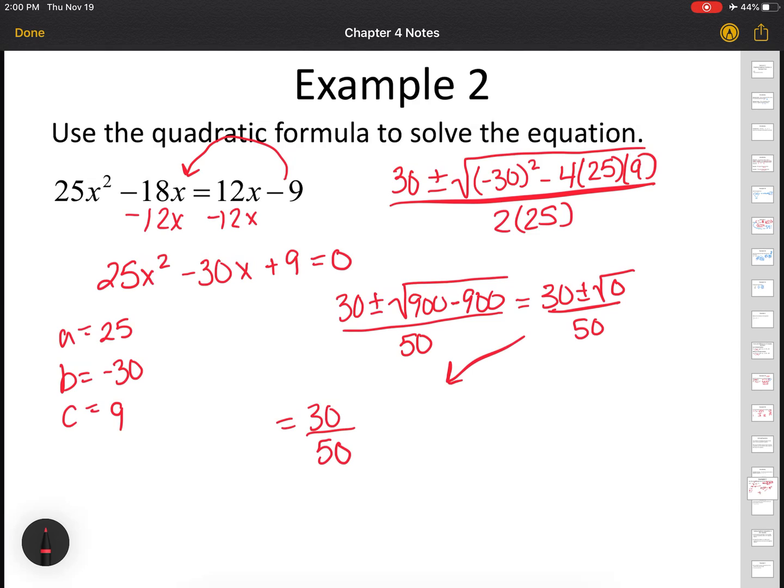And again, square root of 0 is just 0. So I'm left with 30 out of 50. And these could both be divided by 10 to reduce. So 30 divided by 10 is 3, and 50 divided by 10 is 5. So I'm left with 3/5 on that one, or one single root, or 0, or answer for x.